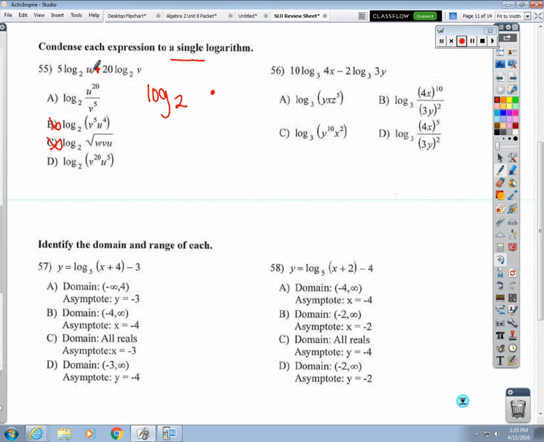So like U should be raised to the 5th power. B should be raised to the 20th power, and they should be multiplied, because whenever you write it as a single log, you multiply if it were addition beforehand. Does that make sense? Okay, number 57.